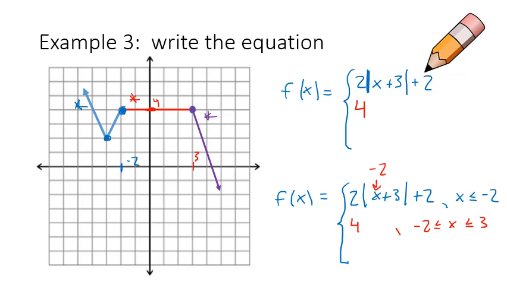-2 plus 3 is 1. The absolute value of 1 is 1. If I multiply that times 2, I get 2. Plus 2 is 4. Look at the red function. If it's -2, my output is 4. So it's the same answer for both of those. That's why it doesn't matter which function we use if x is -2. Okay, I'm going to erase those pieces. We don't need those. I was just showing you that it's okay for the same value, -2, to be included on two different functions. It gives me the same answer.